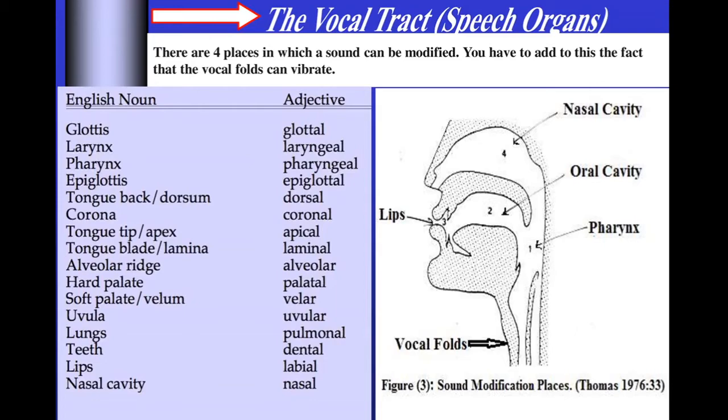When we describe the articulation of consonants, we need to refer to the places from where they are produced. So in this case, we are going to use scientific terms for place of articulation. For example, for the glottis, glottal. For the larynx, laryngeal. For pharynx, pharyngeal. For epiglottis, epiglottal. For tongue back or dorsum, dorsal. For corona, coronal sound. For tongue tip or apex, apical. For tongue blade or lamina, laminal. For alveolar ridge, alveolar. For hard palate, palatal.